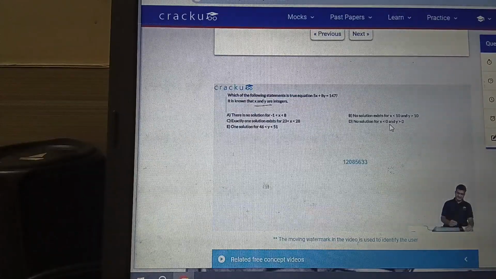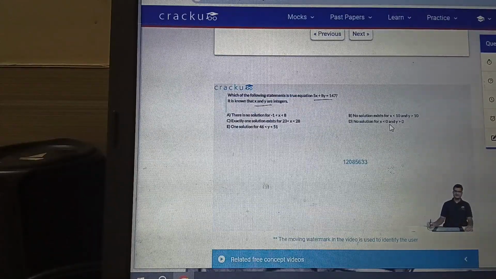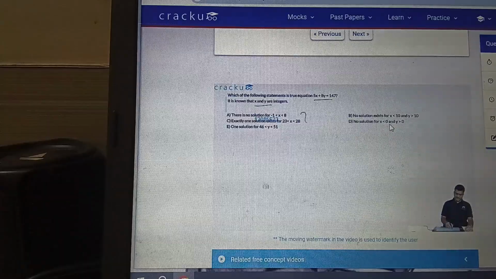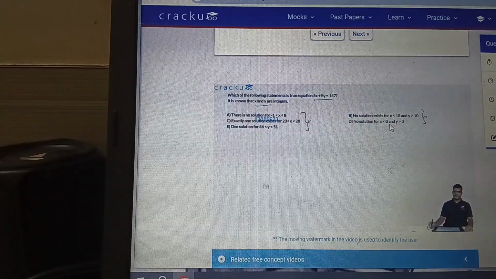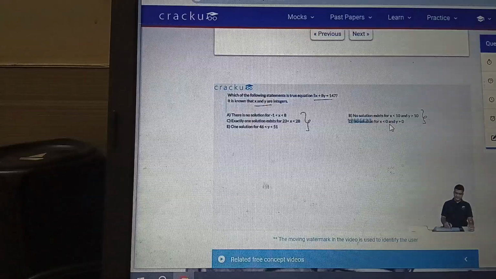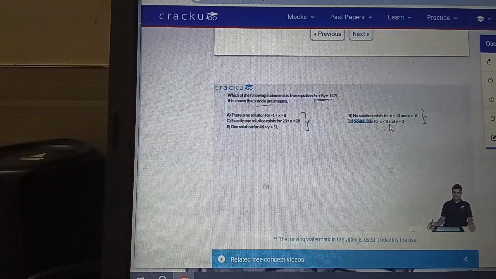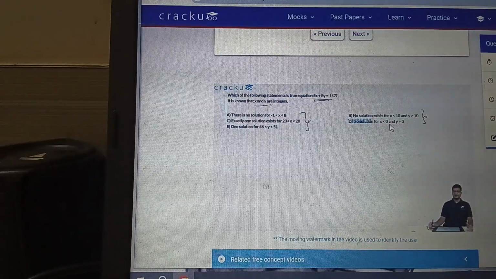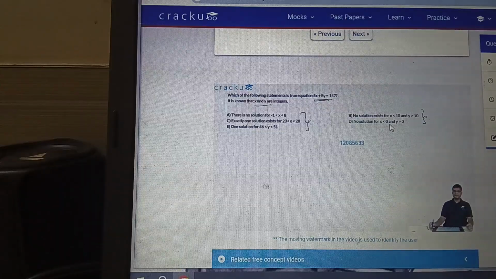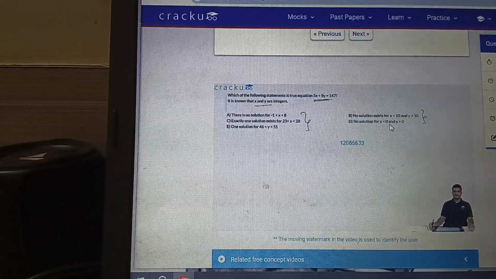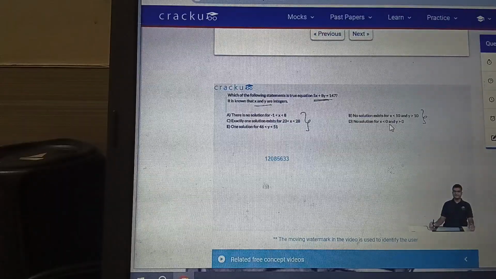Suppose that x and y are integers such that 5x plus 8y is equal to 147, and we are given 5 options and we are required to find out which of the following option is correct. Whenever you are given an equation which involves integers, of the form 5x plus 8y is equal to 147, the most important thing is to find out one solution for the given equation. Once you find out one solution, finding out the list of solutions is very easy.